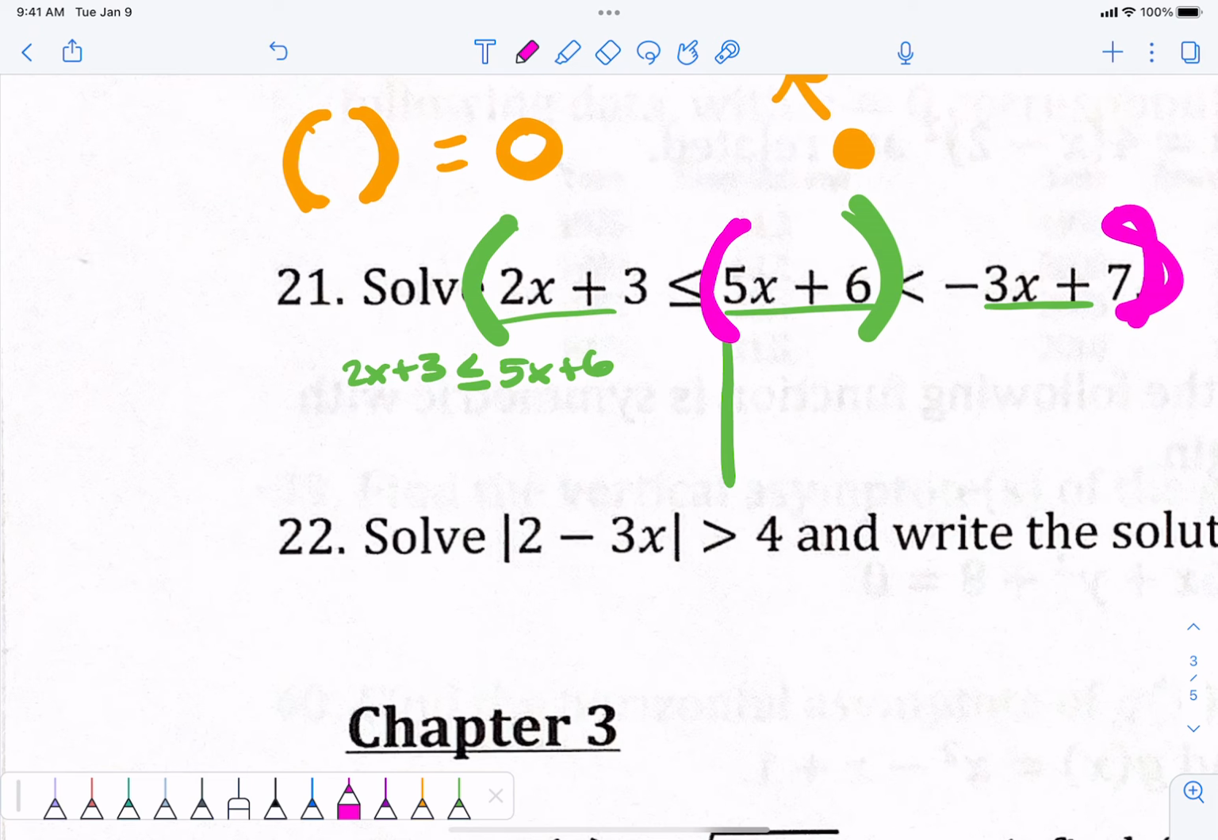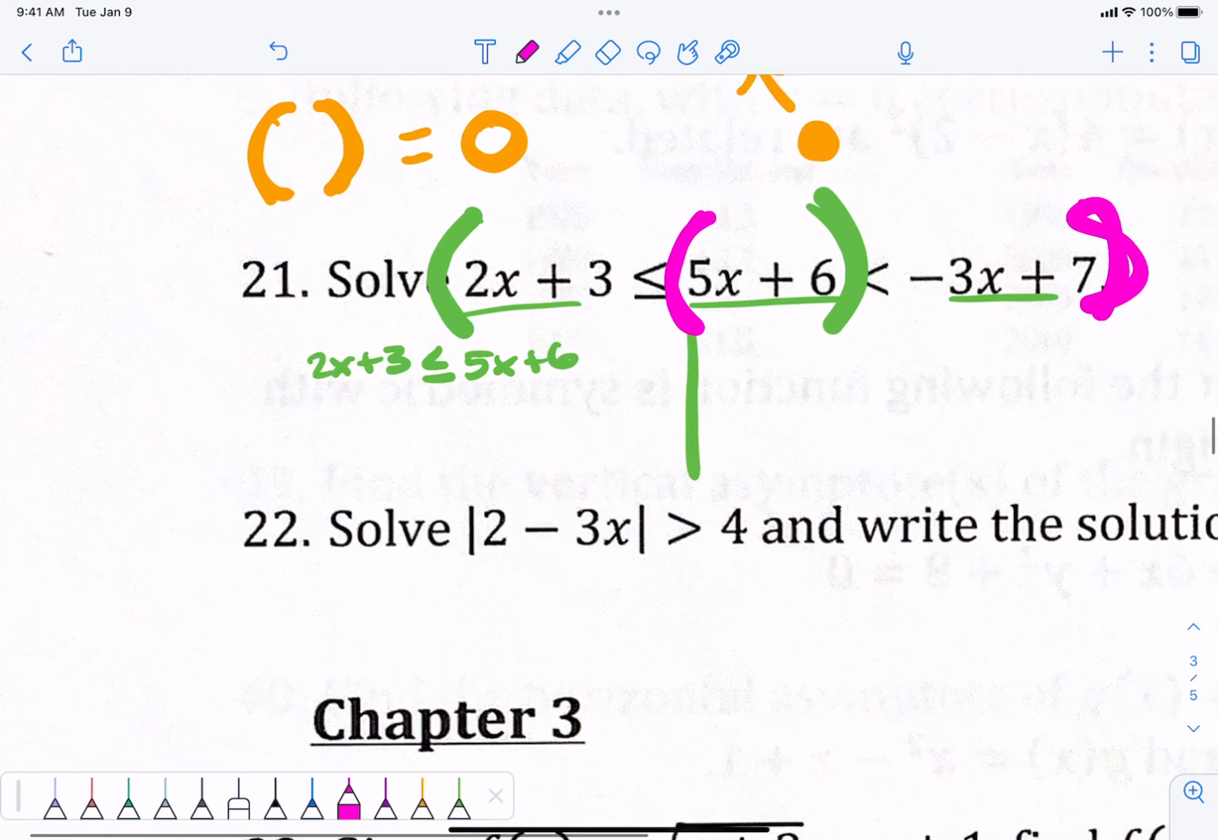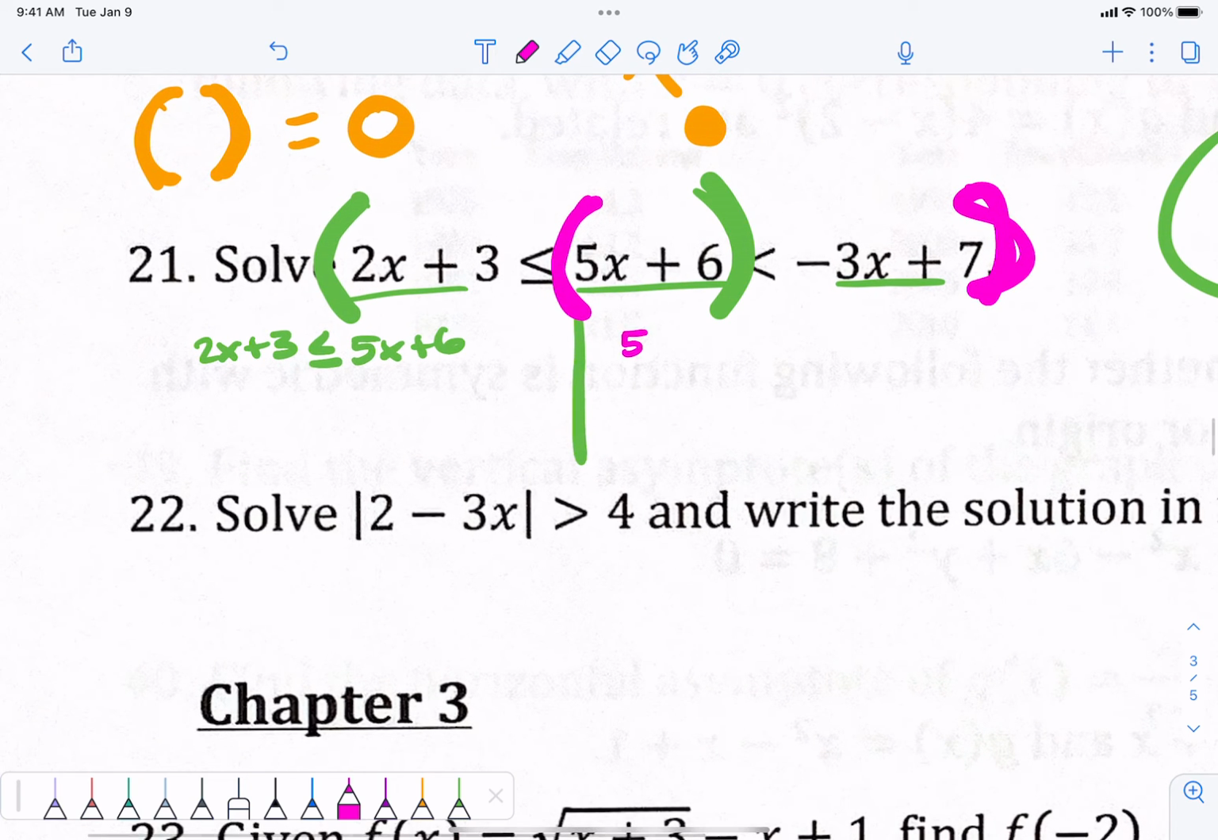Do we just have 2 to do? Yep. Do you have to do the first and the third too, or not? No. 2x plus 3. Okay, so we do those 2 chunks. We group them. You switch the sign if you divide by a negative. Okay, so are we clear what we're doing here?